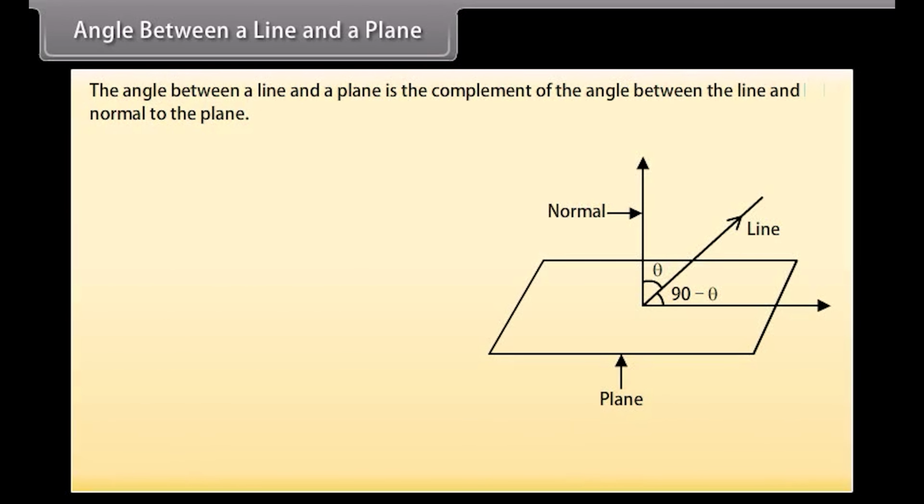Angle between a line and a plane. The angle between a line and a plane is the complement of the angle between the line and normal to the plane.